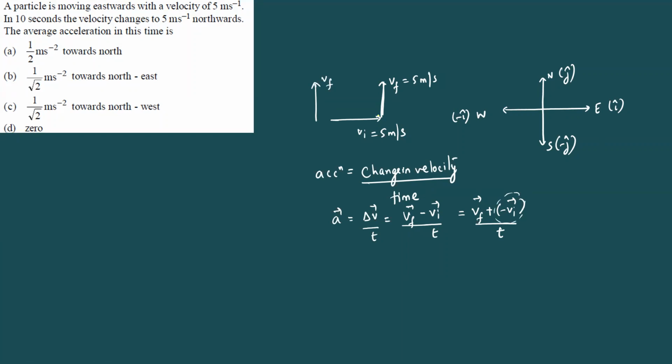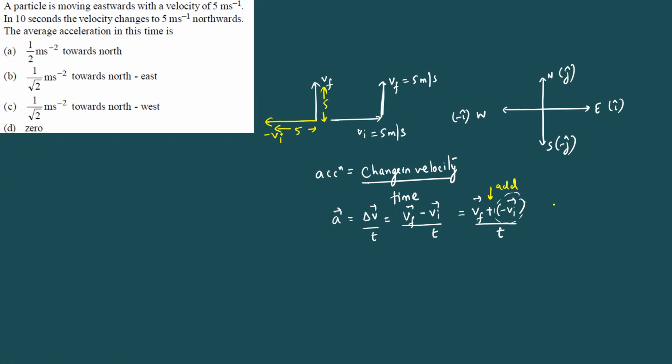Negative of a vector is nothing but a vector which has the same magnitude as the original vector, but the direction is opposite. So v initial is to the right. Negative of v initial will be towards left. The magnitude will be the same, still 5. The magnitude of minus v initial is 5. The magnitude of v final is also 5. Now what you have to do with these two is add them.